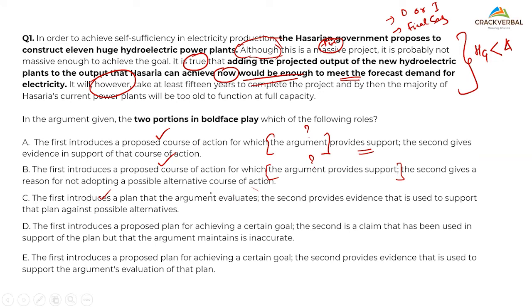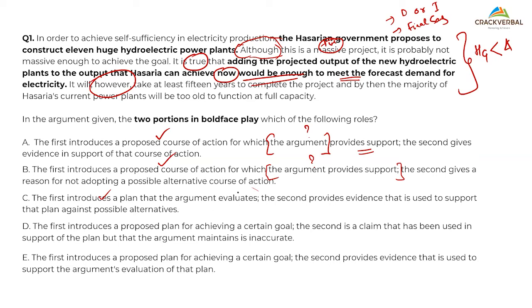So if a teacher is evaluating your question paper, what is evaluation all about? Evaluation is about checking whether it is correct or incorrect, right? So between support and evaluate, which one looks better? Is the argument supporting it? No, it is evaluating. I can definitely use the word evaluate here.